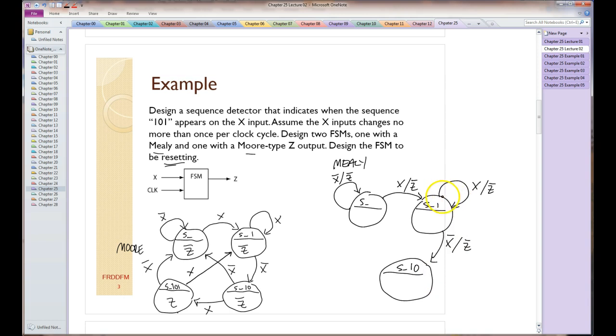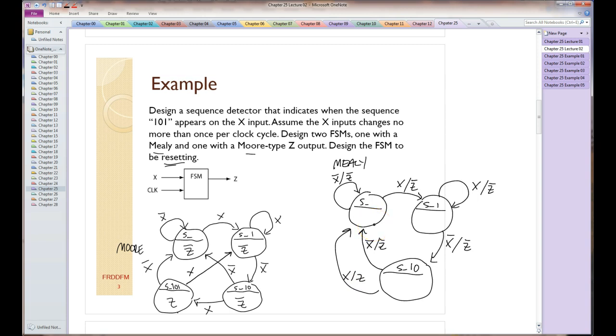This state has 2 things that could go on here. Either X equals 1 or X equals 0. So if X equals 0, that's 1, 0, 0. That's not what I'm looking for. I go back to the start state. So this is X bar, Z bar. If X equals 1, that is what I'm looking for, because that's 1, 0, 1, but I can't reuse the 1, and so I also go back to the starting state with X and Z. So in each case I go back with a different output.